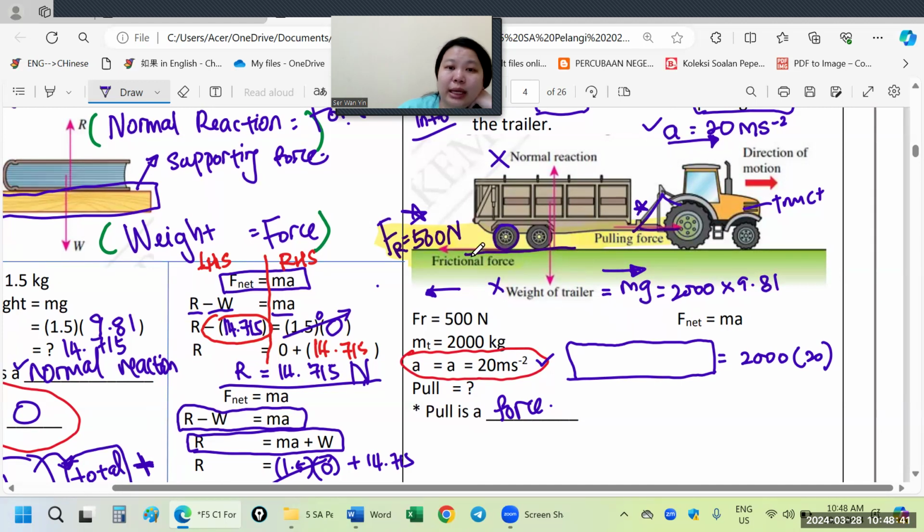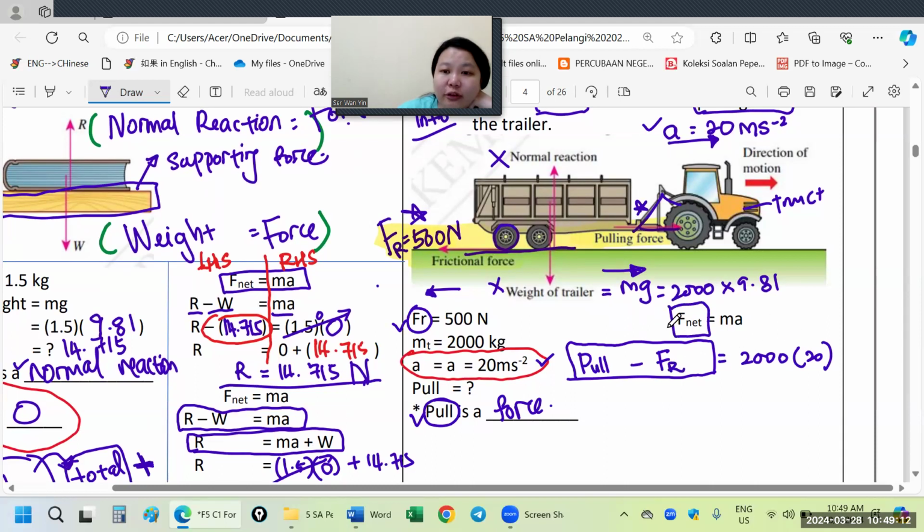Actually, we are looking at these two forces only: pulling force and frictional force. Okay, so which one is bigger? Of course, pulling force, because pulling force makes motion to the right. So we say pulling force minus friction equals MA.